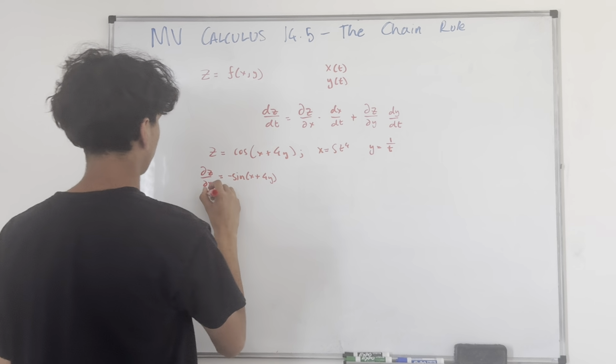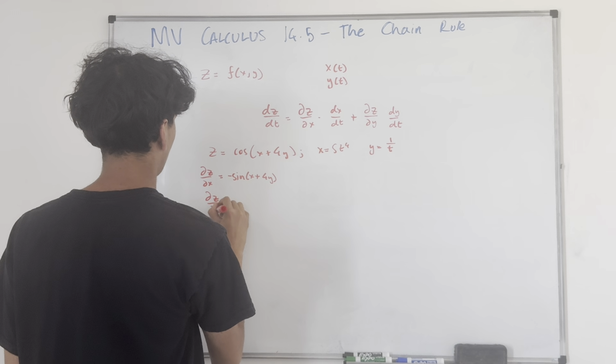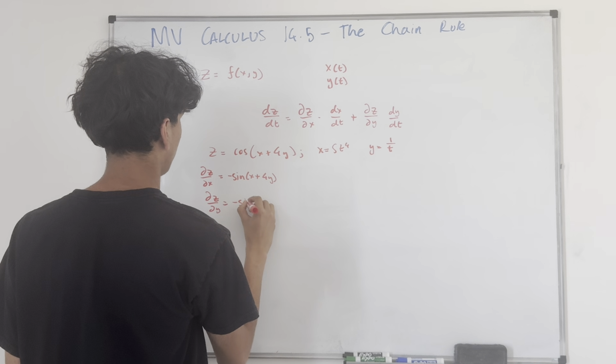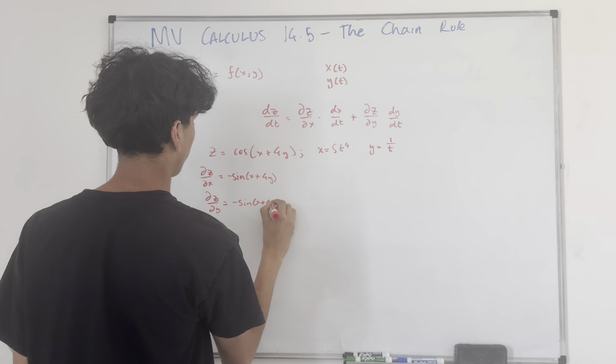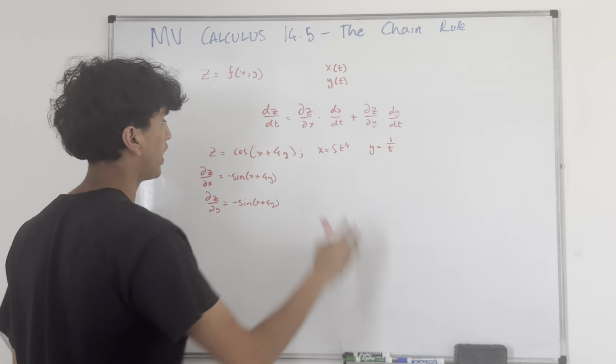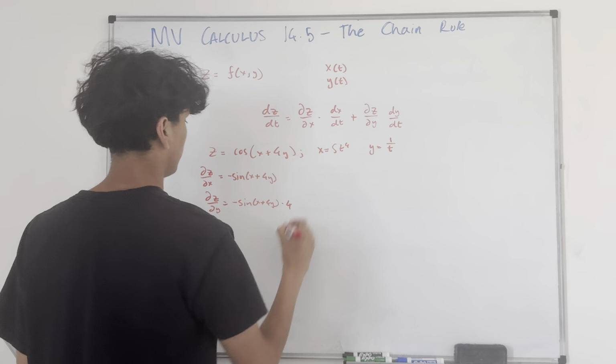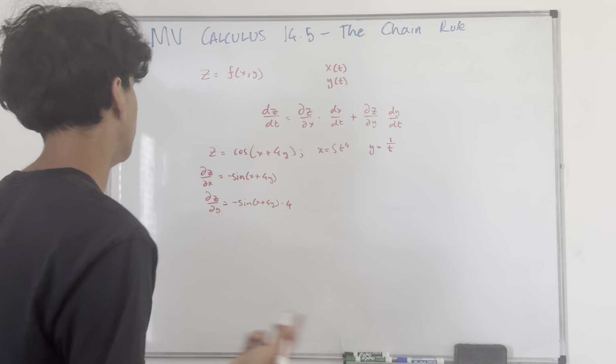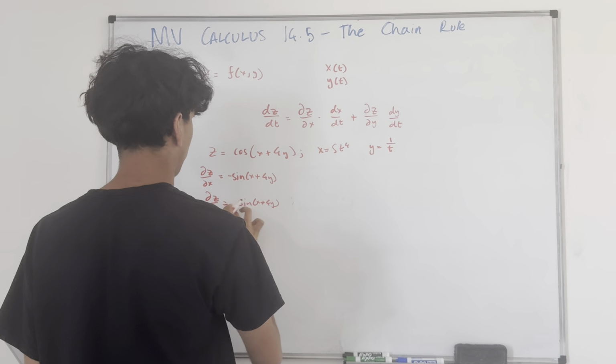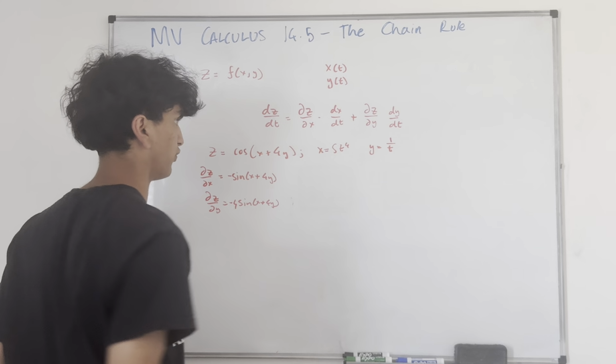And then partial z, partial y, same idea, negative sine(x + 4y), but now the derivative of the inner function, taking it with respect to y, is going to be 4. So basically negative 4 sine(x + 4y).